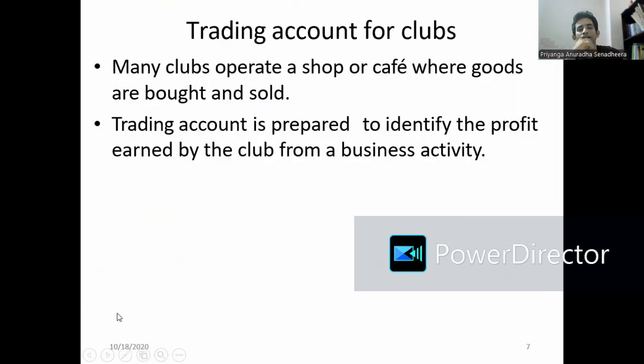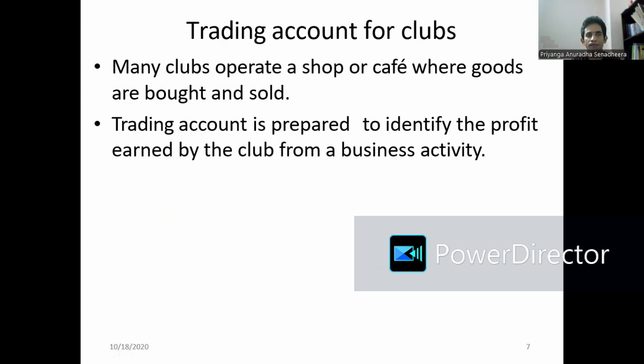Then we are moving to the next step after receipts and payments for club accounts or non-profit making organizations, that is preparing a trading account for the club. Now you may ask me a question. At the beginning I said these club accounts or non-profit making organizations don't worry about profit. So why is there a trading account?